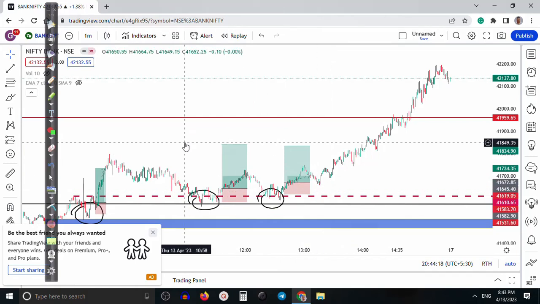For the next Monday, what will the trading strategy be? Where is the demand and supply? Where is the breakout of the structure? So definitely we'll discuss. So I hope you understand how exactly we enter in this market.